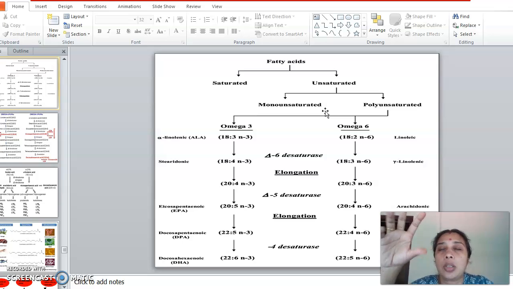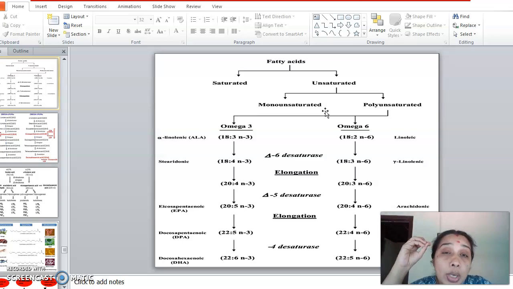So that is by the microsomal desaturase system. Elongation is carried out by the microsomal chain elongase system, while the desaturation or unsaturation is carried out by another set of enzymes, which we call the microsomal desaturase system. A system means it has more than one enzyme. It's happening in a chain-like fashion.